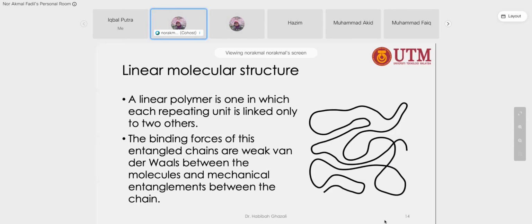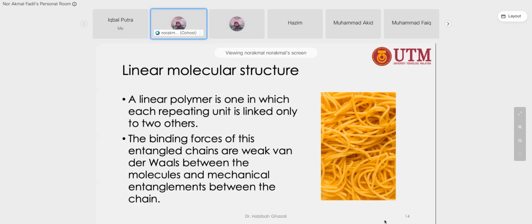Okay, because it is one long chain like a spaghetti, there's no real connection between one chain and another chain. Okay, so there is a very weak van der Waals force between the chains, or the strands of a spaghetti, right? So it's considered very weak.